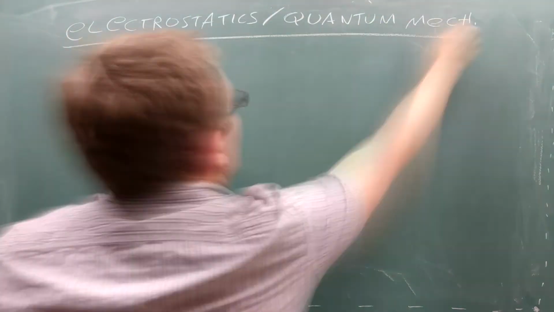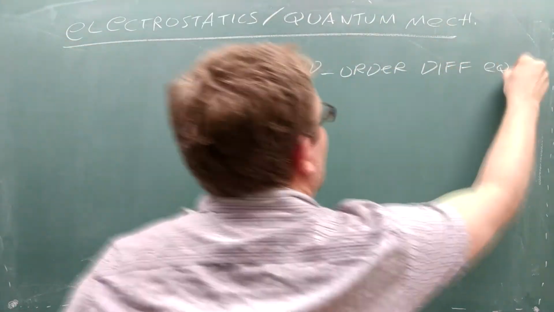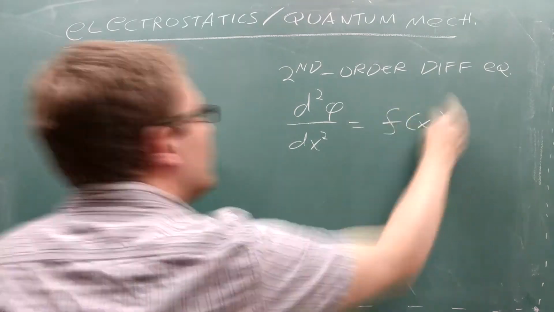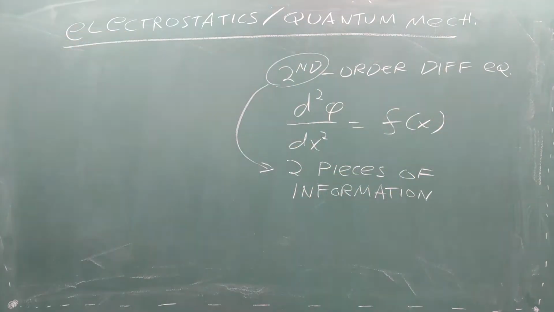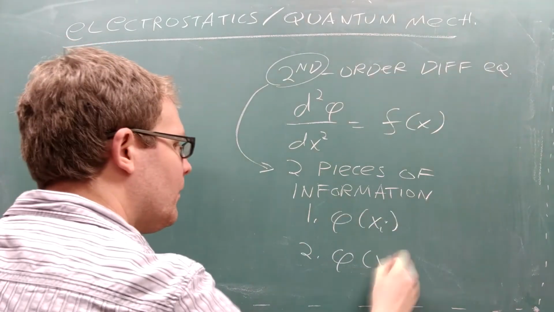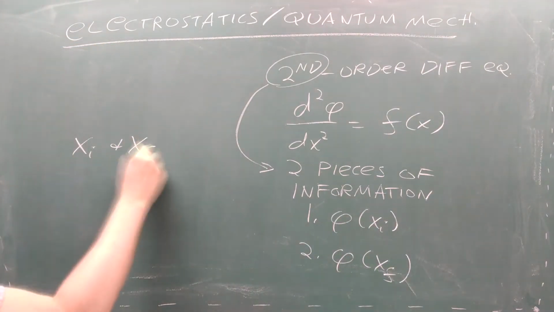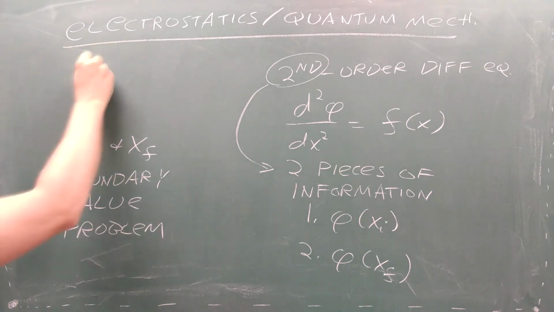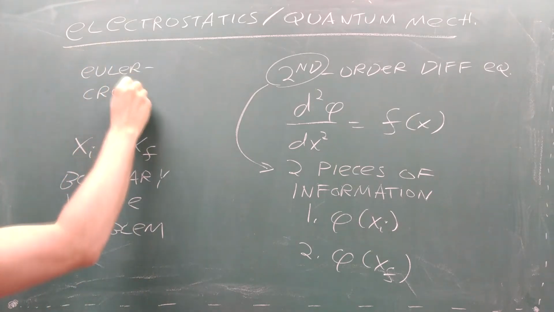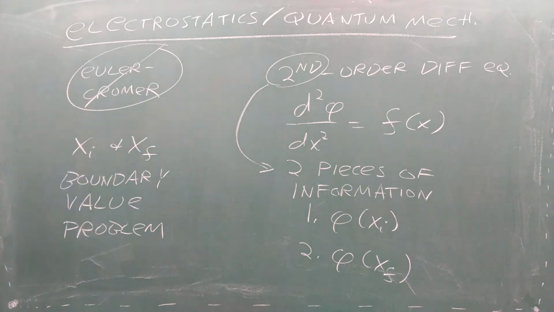When you switch to electrostatics or quantum mechanics, you're also usually presented with a second-order differential equation, such as Poisson's equation. Again, this second-order equation requires two pieces of information to solve. However, in these fields, you're typically given information about the two endpoints, and we call this a boundary value problem. In this video, we'll see how the Euler-Cromer method is not designed to handle boundary value problems.